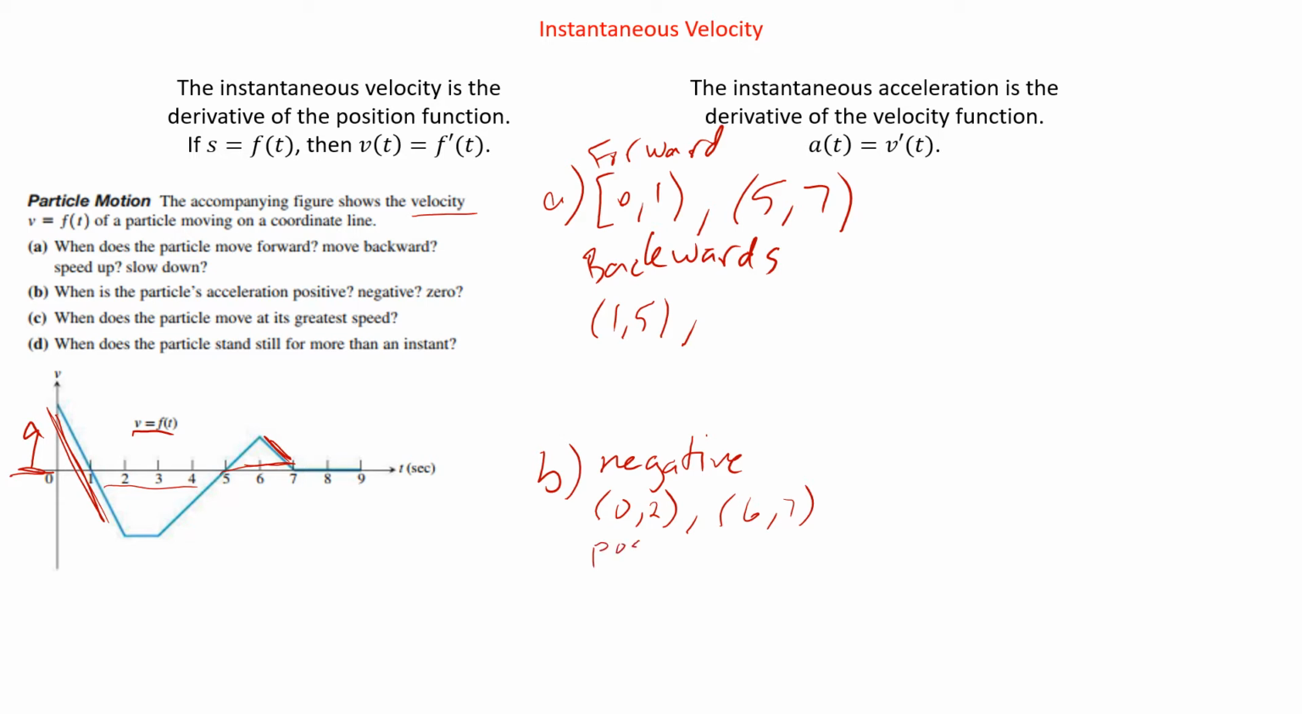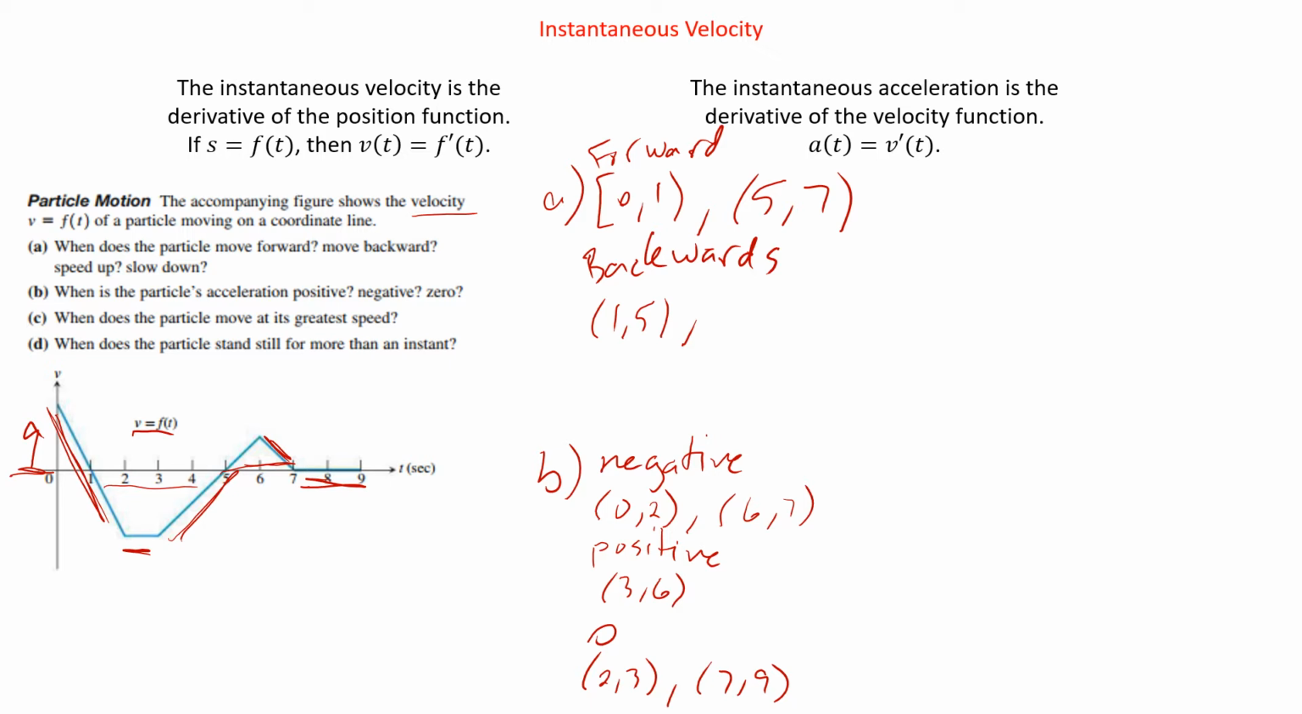It's positive when it's going up, which will be from 3 to 6. And then it's 0 when the slope is 0, which is going to happen here and also here. So from 2 to 3 and from 7 to 9. That's when the acceleration is not changing. So now going back to question A, when is it speeding up?